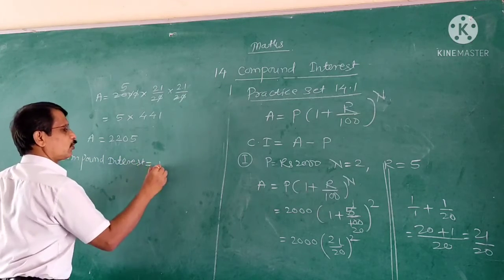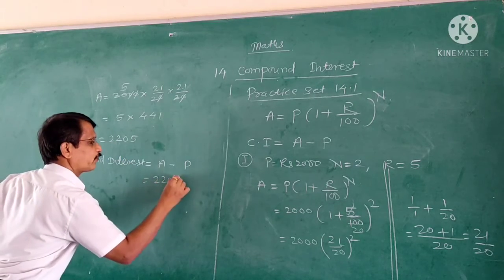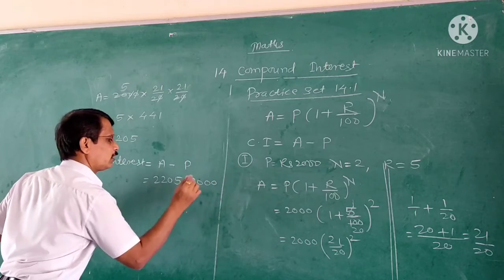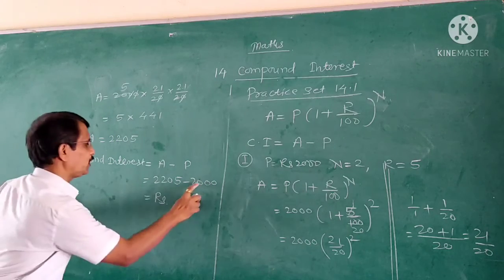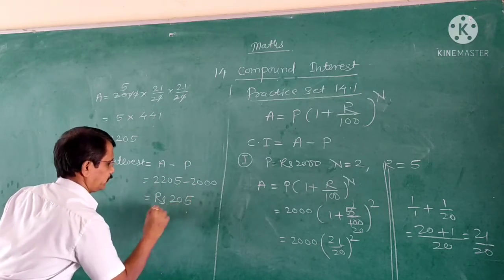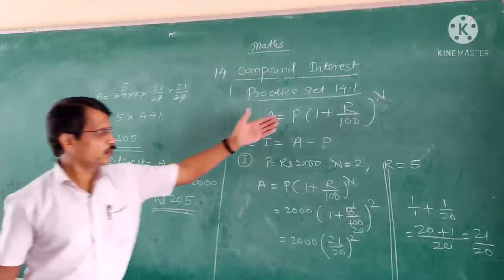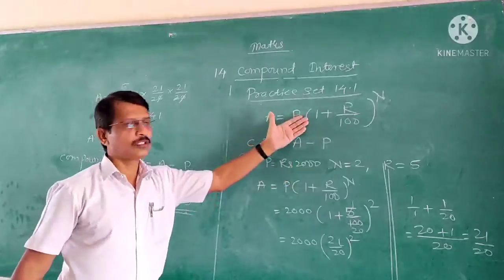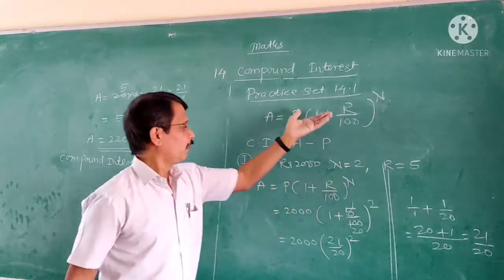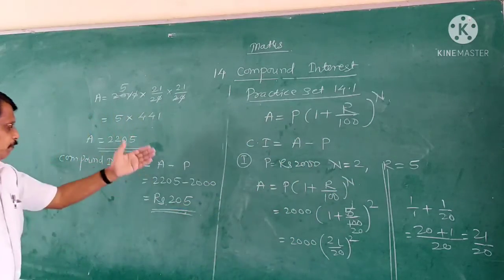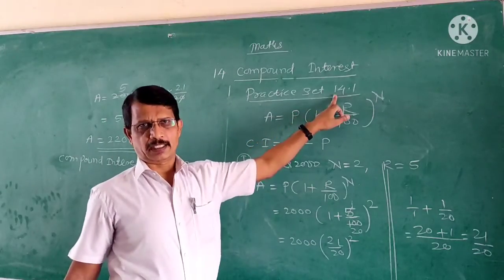Then we find compound interest. Compound interest is equal to amount minus principal. Amount is 2205 minus 2000 is equal to 205. Compound interest is rupees 205. In this way, by using this formula, you will get the amount, and compound interest is equal to amount minus principal. By using these two formulae, you will get amount and compound interest. This is a very simple practice set.